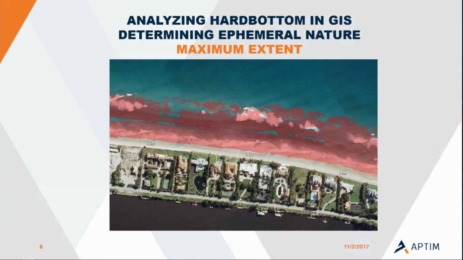And the results of that are going to look something like this. That transparent red area that we're looking at here, at some point in the time frame that we analyzed, was exposed and viable habitat for the sessile organisms and could potentially become a viable community. So it's constantly changing out here.